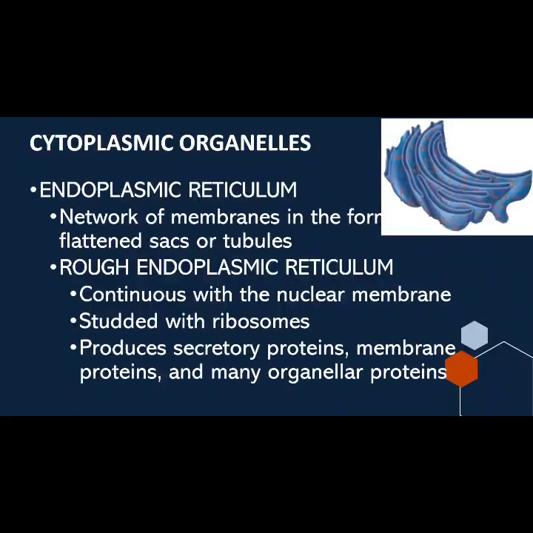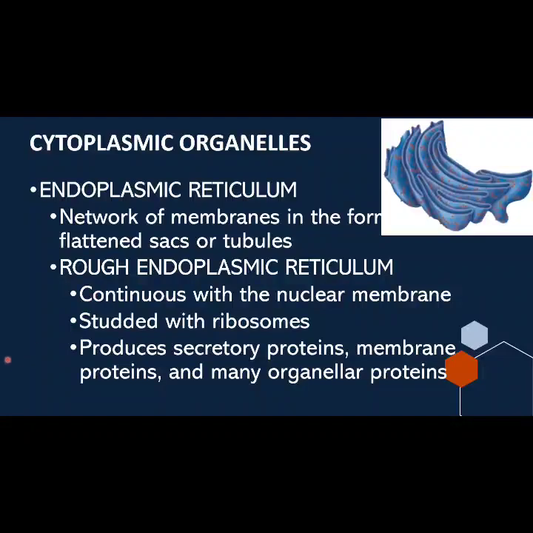Moving on, you have your endoplasmic reticulum. This is a network of membranes in the form of flattened sacs or tubules. That is the shape or structure of your endoplasmic reticulum. And your endoplasmic reticulum extends from the nuclear envelope. Accordingly, you have two types of endoplasmic reticulum: the rough and the smooth one.